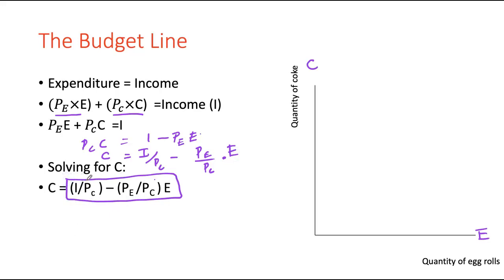So what is income divided by price of coke? That is your vertical intercept. Remember, income and price of coke are something that is already given to us. It's not determined by the consumer. So income divided by the price of coke is giving you your vertical intercept.